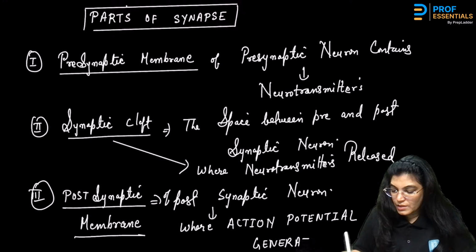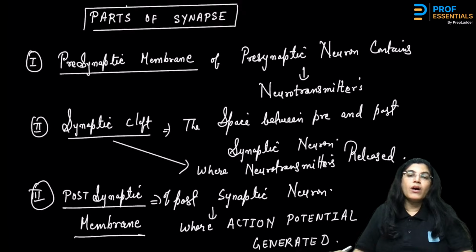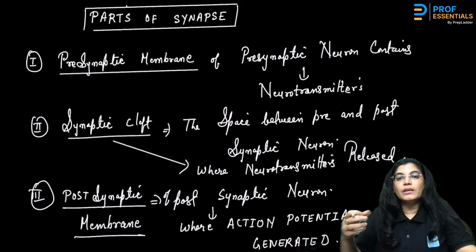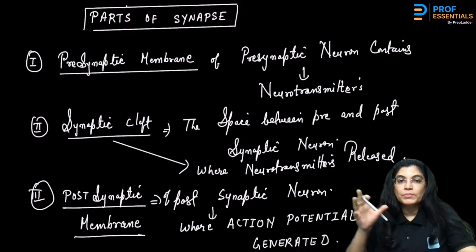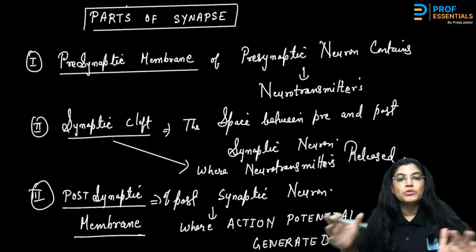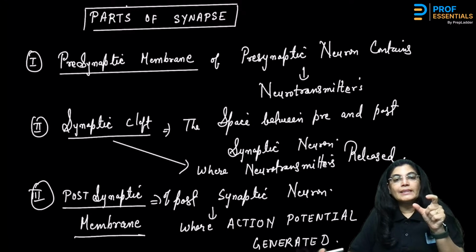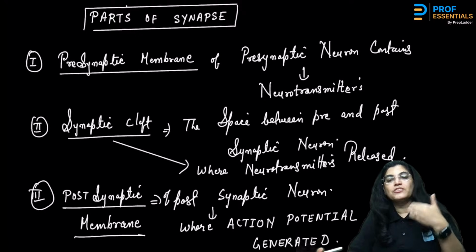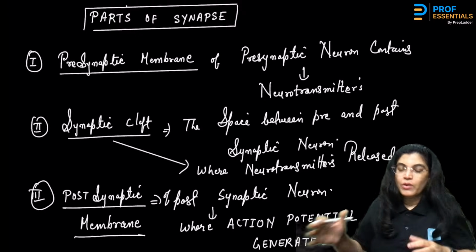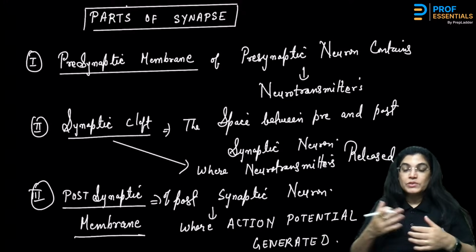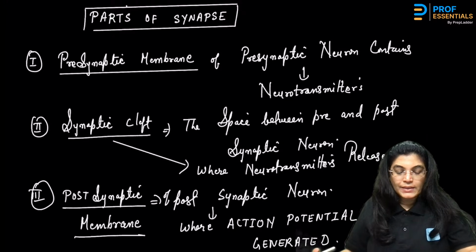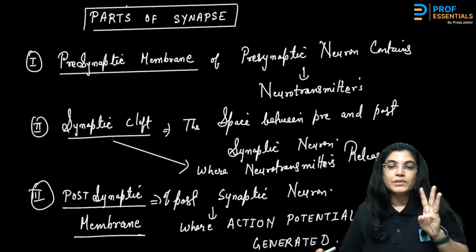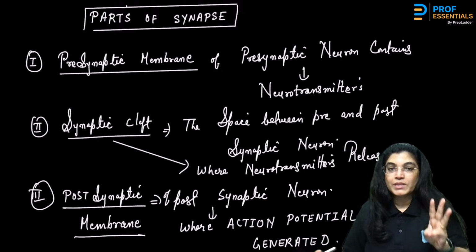Done? So we have done here the parts of synapse. There is the presynaptic membrane which contains the neurotransmitter. Synaptic cleft is the area between presynaptic and postsynaptic neurons. That cleft is where the neurotransmitter is released, and the postsynaptic membrane is where the action potential is generated. In very simple terms; in detail you can see it in the physiology session. Now I want you to know about the classification of different types of synapse. So three types of synapse are there.